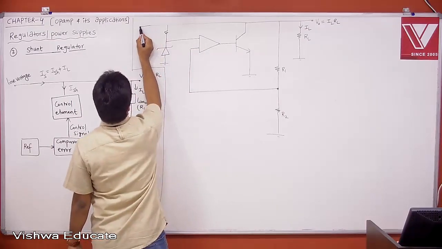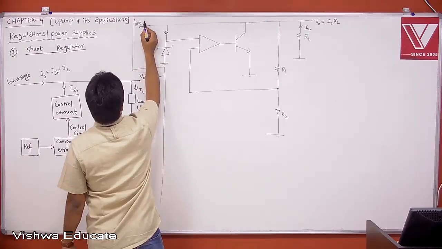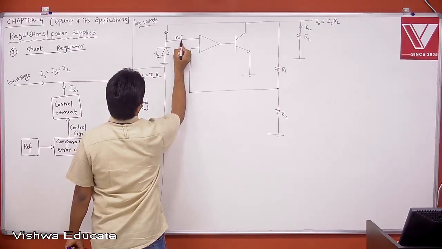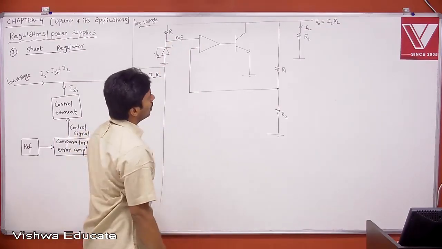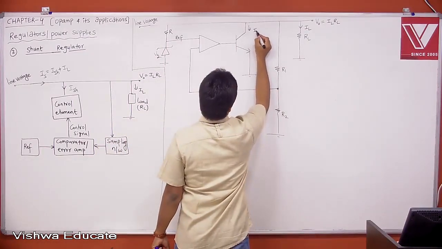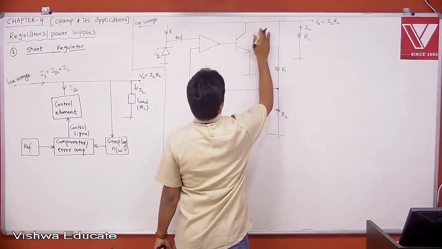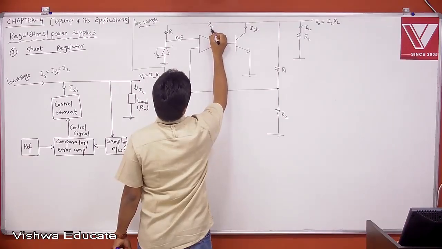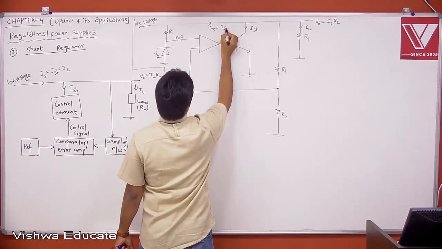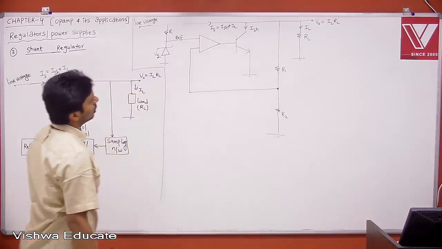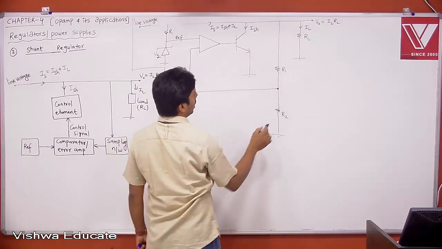That is the reference. Now you can say this is our line voltage, and this is your VZ, which is your reference voltage, and this is your R. Now which is minus, which is plus? You can neglect the current which is flowing through it. And this is your shunt current ISH, and this is your source current IS. IS is equal to ISH plus IL, neglecting the current flowing through R1 and R2.